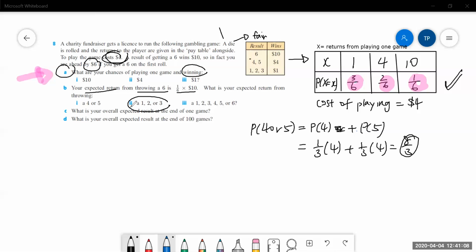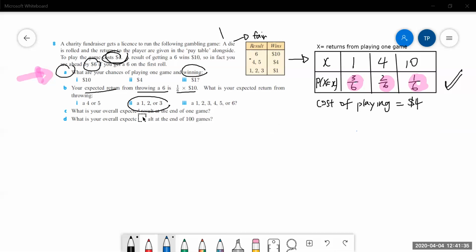It's not fair, right? So that means you need to do 1 over 3 times 1 plus 1 over 3 times... wait, am I even explaining this correctly? Let me check. What's your expected return from throwing a 6? It is 1 over 6 times $10, correct? Yeah. Expected return from throwing a 4 or 5.